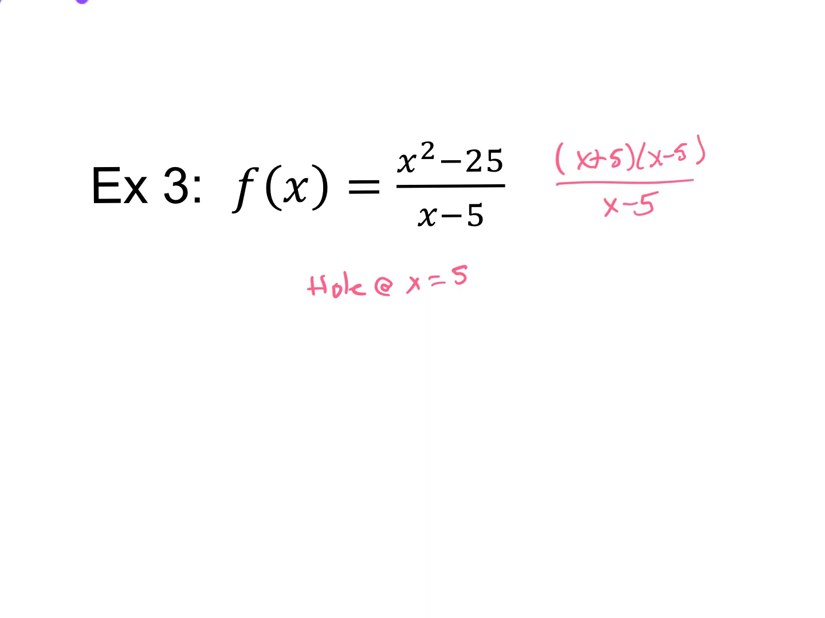And that is a point of discontinuity also. So if we were to state the domain, we would say that we would be from -infinity to 5, and then from 5 up to +infinity. If we were just stating the restrictions, we would say x cannot be equal to 5.